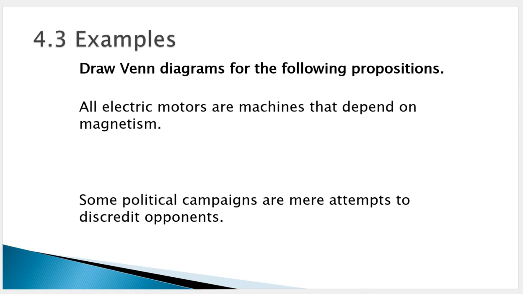So all E are M, right? All electric motors are machines that depend on magnetism. All E, electric motors, are M, machines that depend on magnetism. Okay, draw that. And then draw some political campaign. So some P, political campaigns, are attempts to discredit opponents. Maybe all P are A or D, I don't know. Whatever letters you want to use, it doesn't matter.